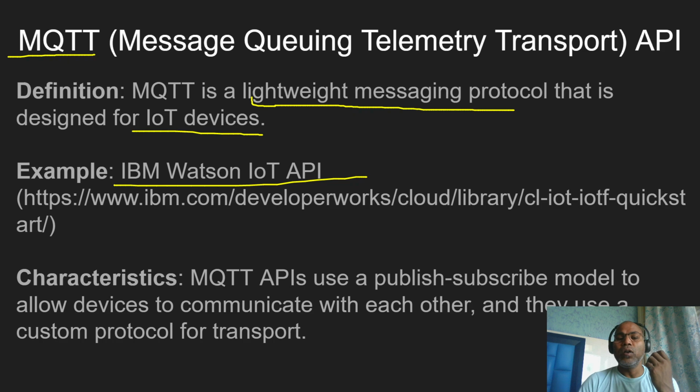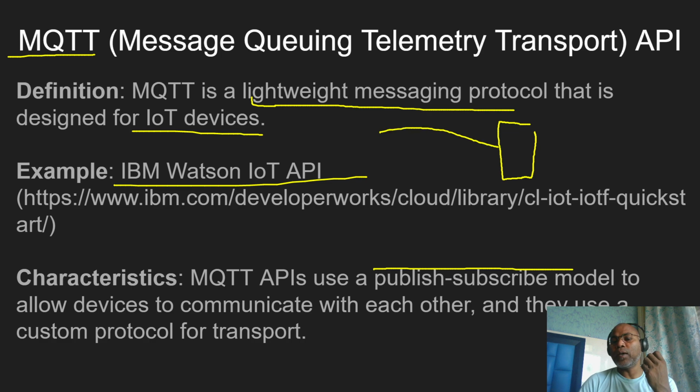IBM has lots of IoT APIs available. This is the concept of the publish-subscribe model. It means we have a publisher, and whenever data is published, it can be consumed by multiple consumers. That is the publish-subscribe model, where the communication generally happens in an asynchronous manner.